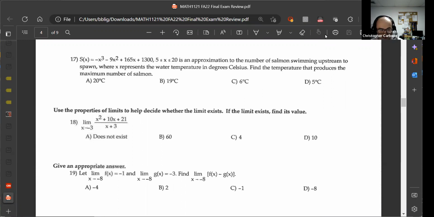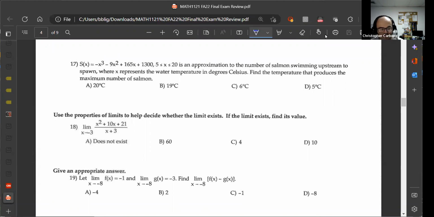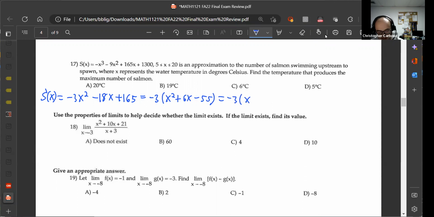So we first need to take the derivative of s. So s prime of x would be negative 3x squared minus 18x plus 165. And that factors to be negative 3 times x squared plus 6x minus 55, which also factors to be negative 3 times x plus 11 times x minus 5. And we set that equal to 0.